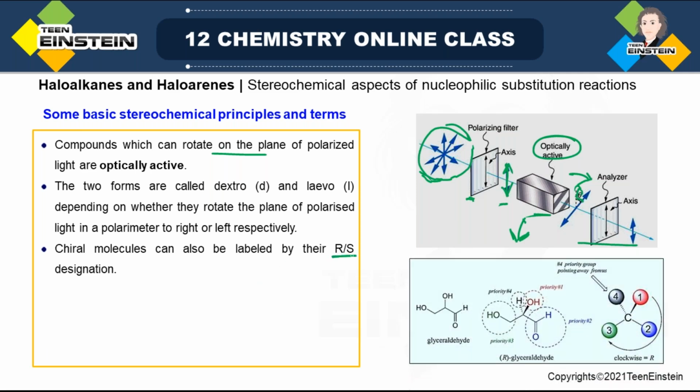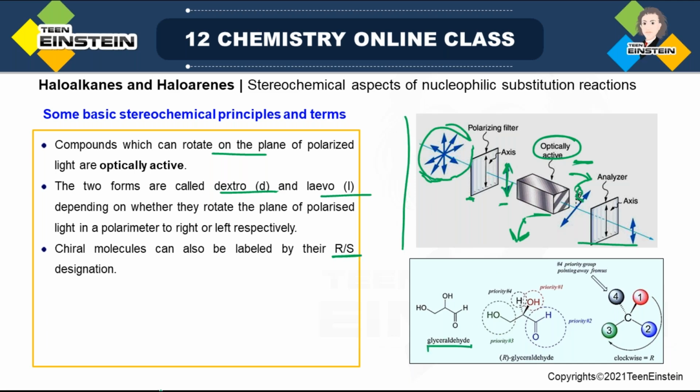So, if you want to know whether it is R or S, basically you don't have to go through all these procedures. That procedure is important: you use a polarizing filter, get plane polarized light, and make a solution of the compound. All this you have to do if you want to know whether it is dextro or levo. But if you want to know whether it is R or S, you don't have to do all these things. So if you want to know R and S, what you have to do, we will see right now.